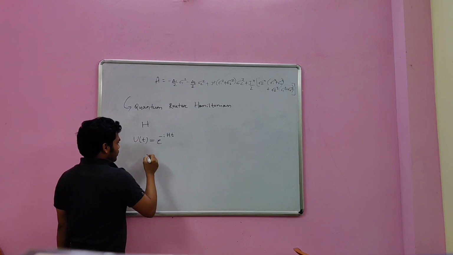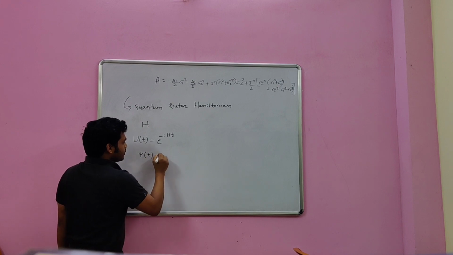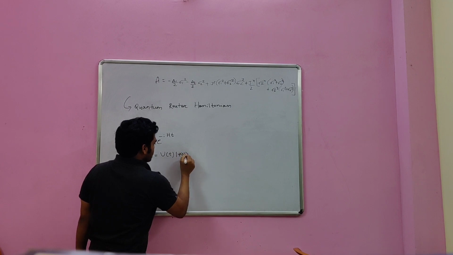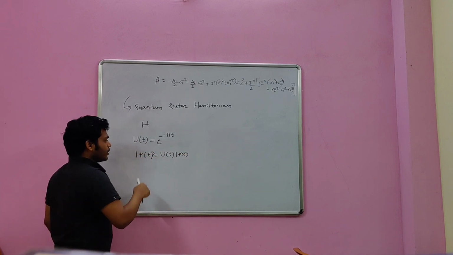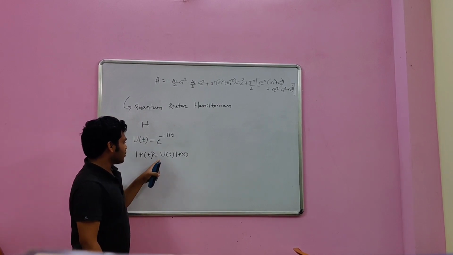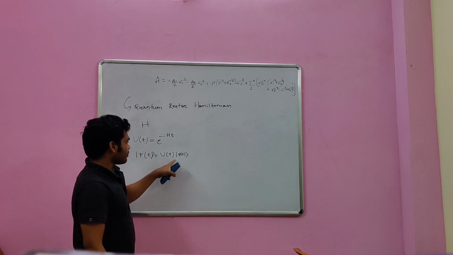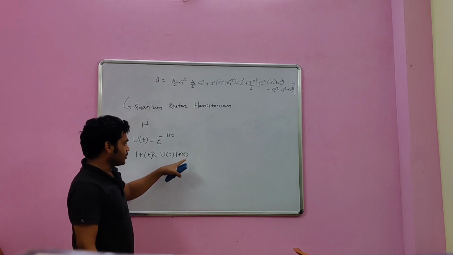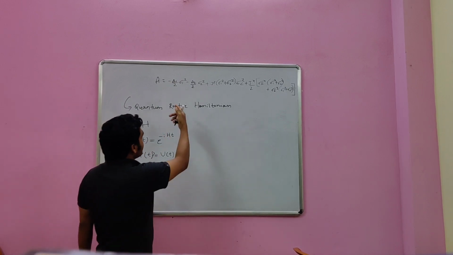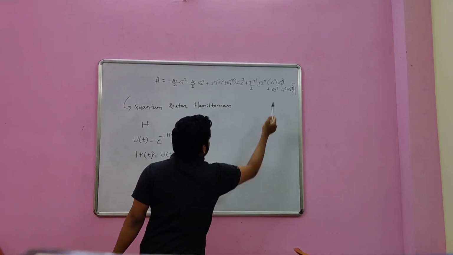So we can find the state of the system at a particular time, psi t equals U of t applied to psi 0. So psi t is the state of the quantum system at a particular time t, and we get that state by applying the unitary operator on the initial state of the system. Okay, so here you can see in the Hamiltonian there are several terms, like 1, 2, 3, 4, 5, 6, 7, 8 terms.